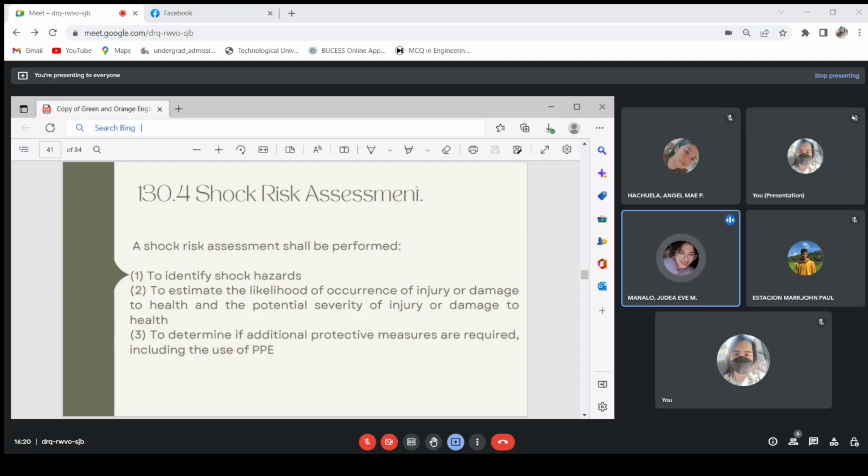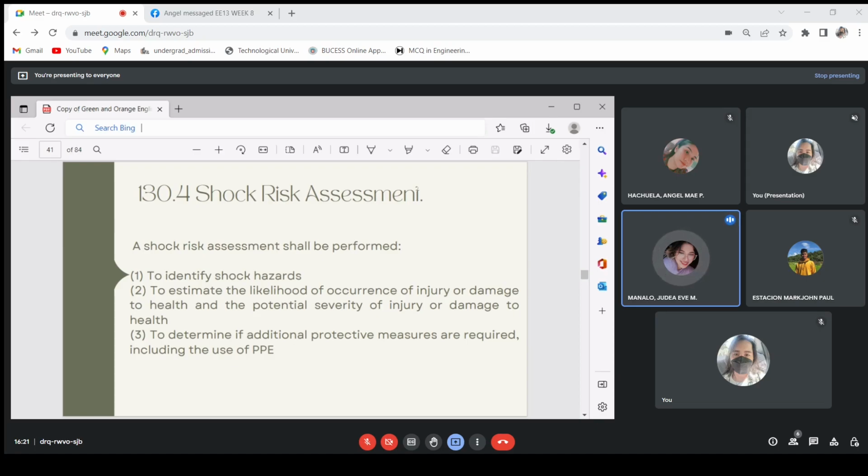The second one is to estimate the likelihood of occurrence of injury or damage to health and the potential severity of injury or damage to health. So the worker should be able to assess the work, and whatever is contained in this article, so that he can work properly and his health is good. The worker should know this basic standard.